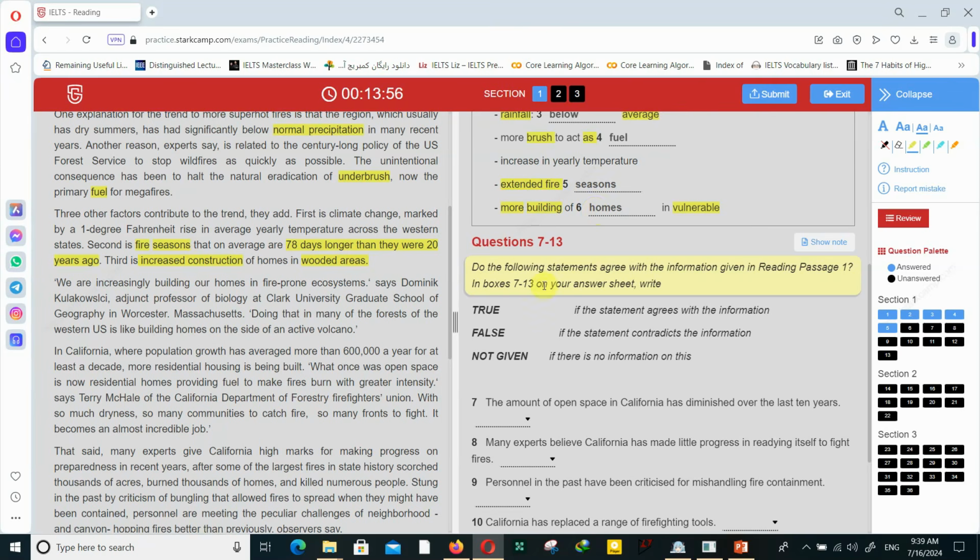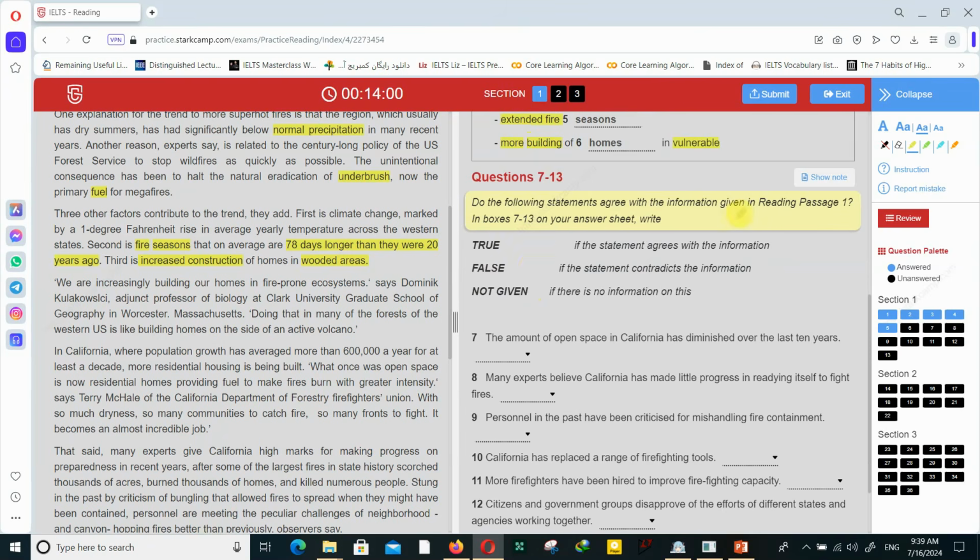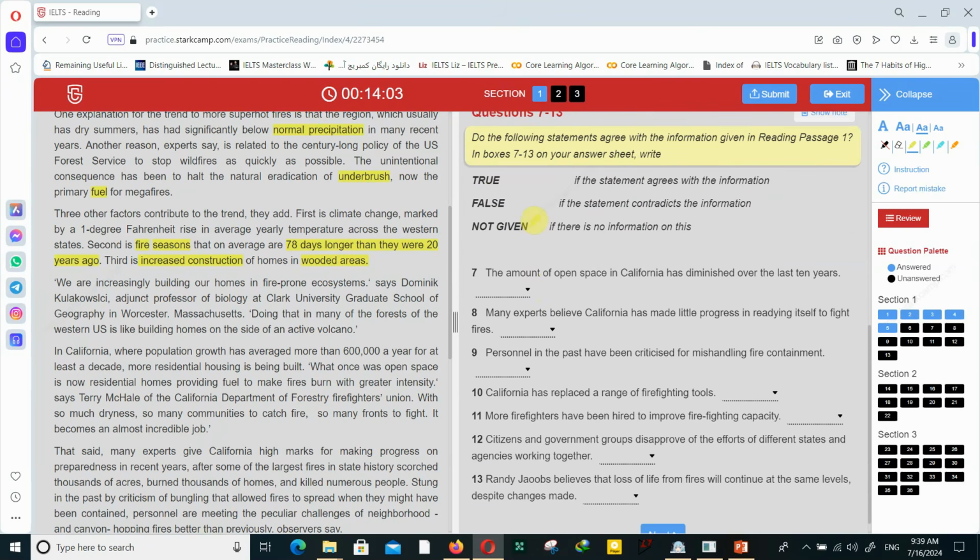Okay. Now, questions 7 till 13. This is a true, false, not given question. So, again, questions and answers are in the same order. And this is a great thing to know before you start answering this kind of question. But be careful about this statement.